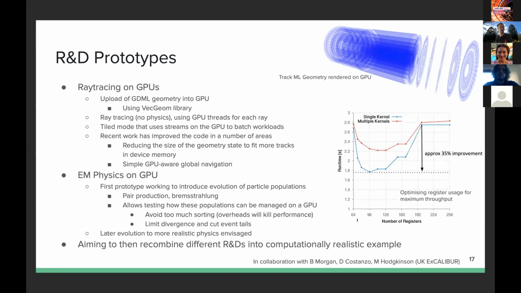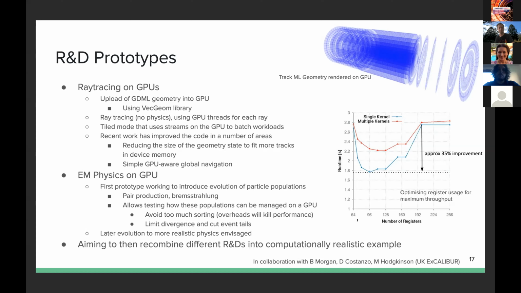One of the things that we noticed was that we weren't using the GPU very effectively because we were using too many registers in the kernel. By optimizing the use of the registers, we could get a 35% improvement. But splitting the kernels up to be smaller would give us an even bigger improvement. So it's nice to see that that kind of detailed performance optimization on the GPU is happening.